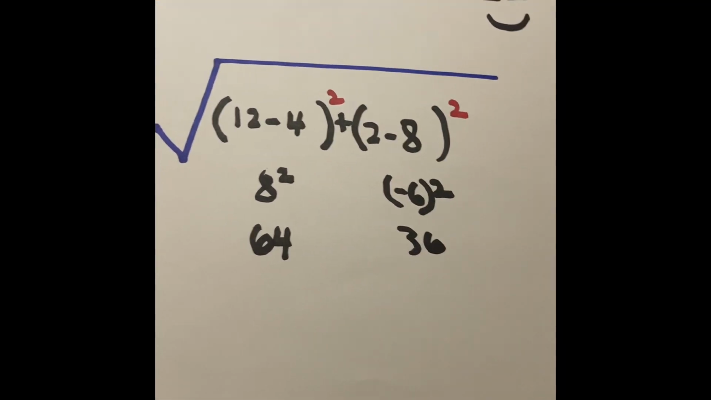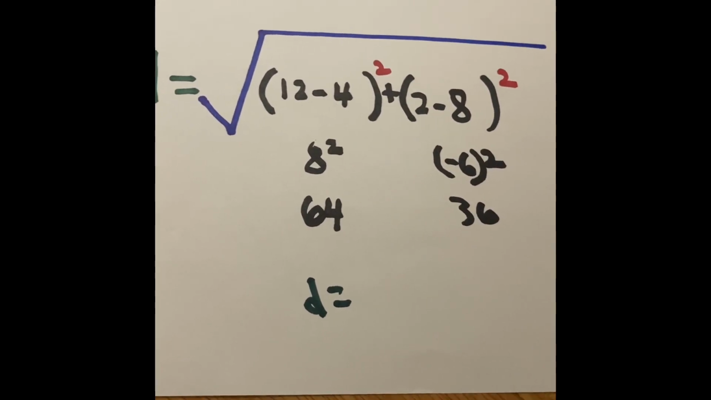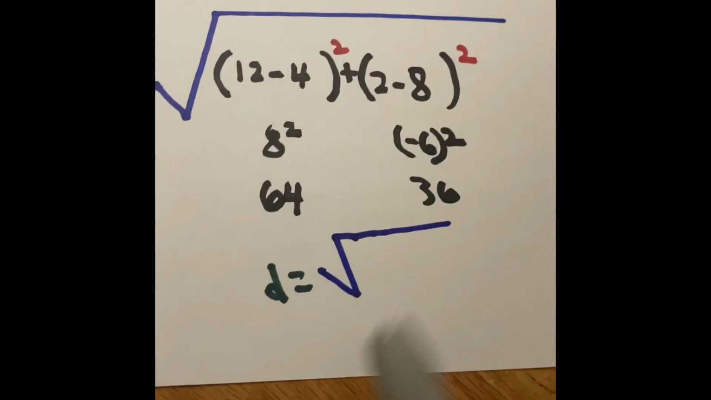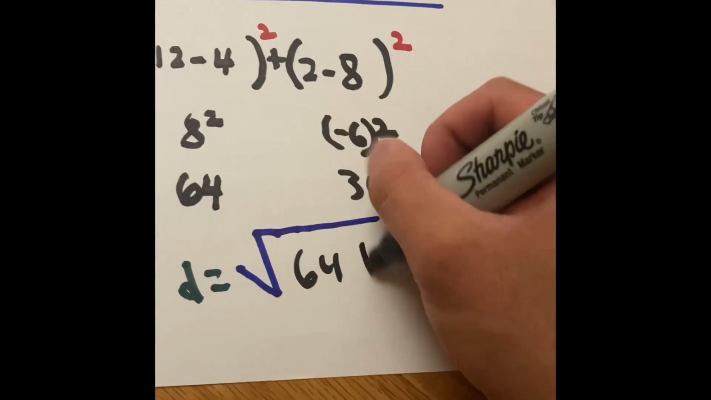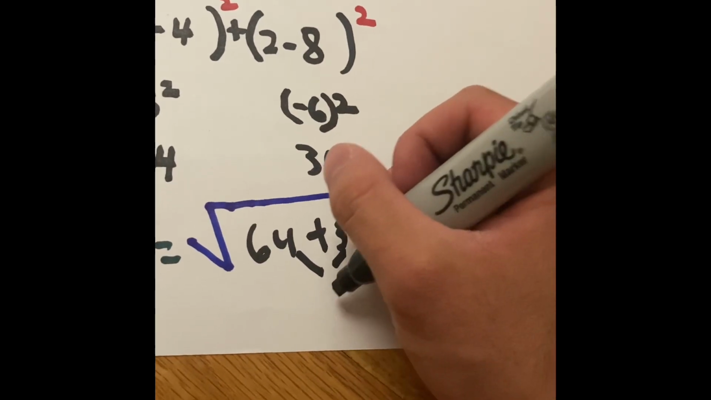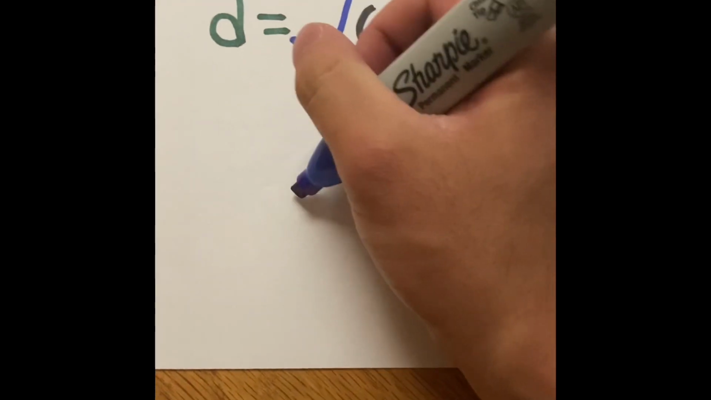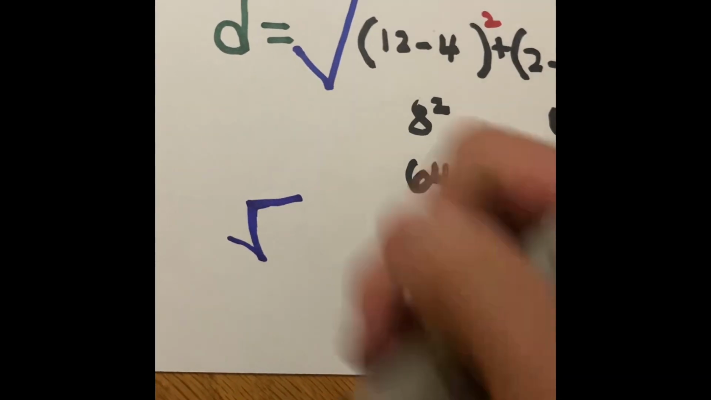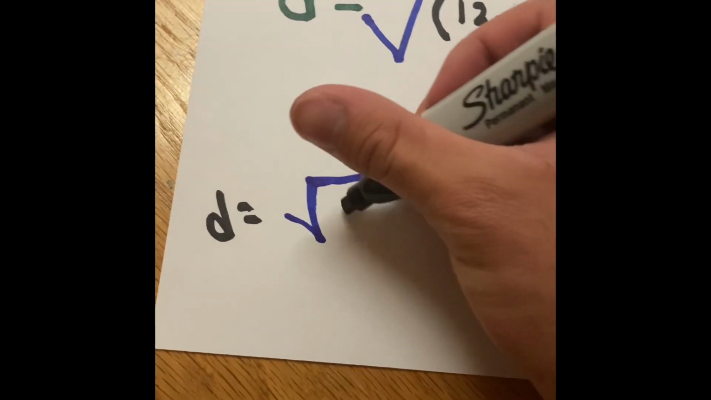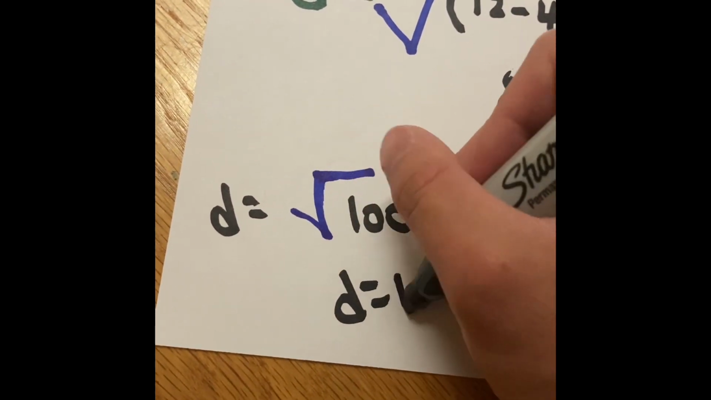So now, here's what the equation looks like. Our d is going to equal the radical, the giant radical, maybe. And then we have to do 64 plus 36. And when we do 64 and 36, we are going to get 100. So here is the final home stretch. d is going to equal the radical of 100. And the radical of 100 is d equals 10.